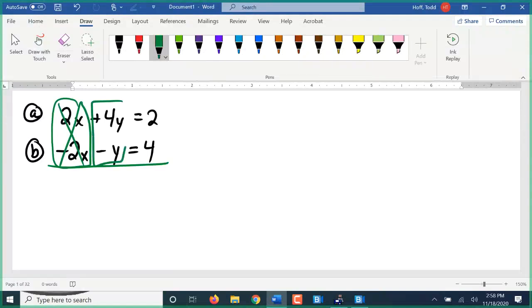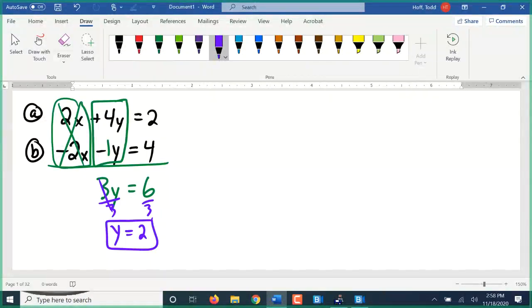Next, we have 4y and negative y. We treat that as a negative 1y. 4 and negative 1 make 3y. So we have 3y there, equals, and then on the other side, 2 plus 4 equals 6. So now we can solve for y. We're just going to divide by 3 to get y equals 2.